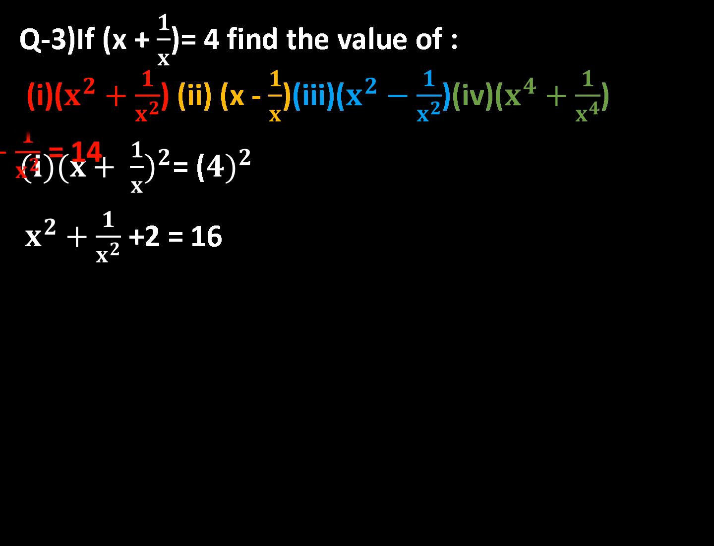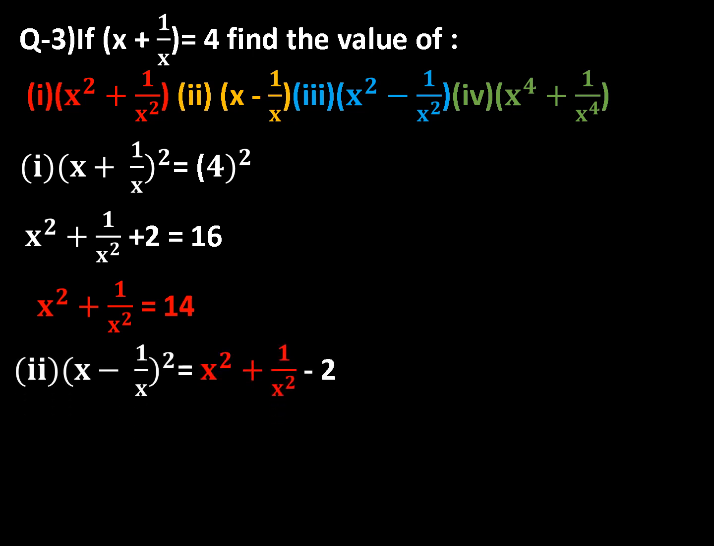Taking 2 on the other side gives us x square plus 1 upon x square equal to 14. So we could finish with the first one. Now for the second, that is x minus 1 upon x whole square, the formula will be x square plus 1 upon x square minus 2.